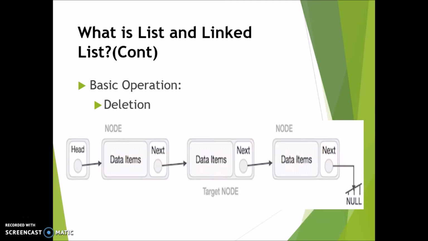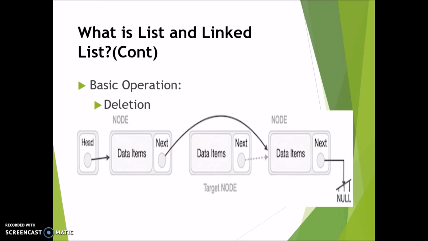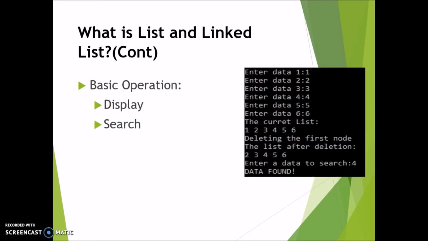The second one is deletion. The user has to choose a target node first, and after that the nodes in front of and behind the target node will be linked together after the target node has been removed. The third and fourth are display and search. Display just shows all the data of the list, and search looks for data inside the list.